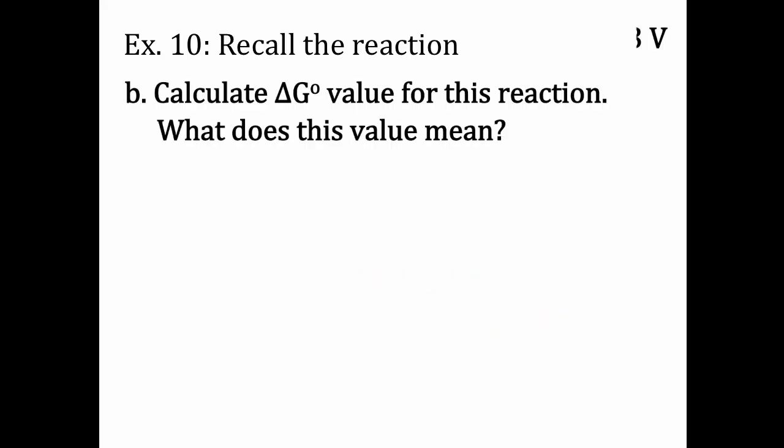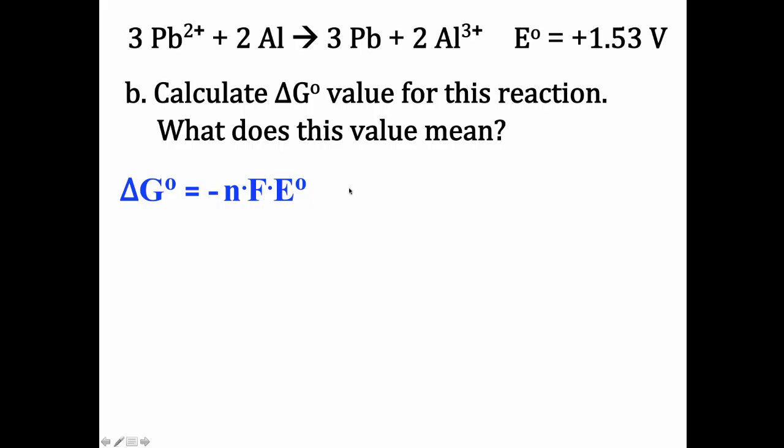Now let's use our new knowledge to calculate the delta G0 value for this reaction and think about what that means. And note, we know the E0 value. We now have an equation that relates E0 to delta G0. So delta G0 is equal to negative nFE0. And n, you might be able to see from looking at this reaction how many moles of electrons are transferred.